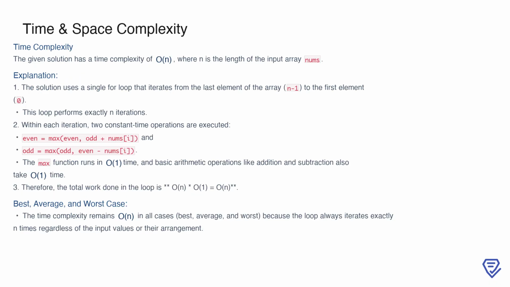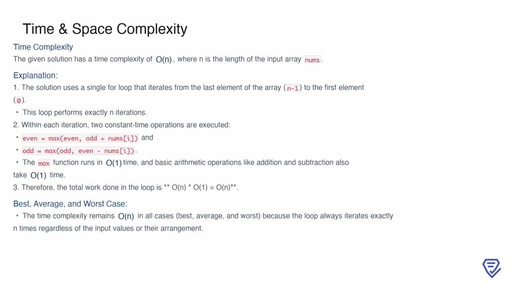The time complexity of this solution is O(n), where n is the length of the input array, nums. This is because the algorithm uses a single loop that iterates over the array from the last element to the first. Since the loop executes exactly n iterations, we can directly associate its complexity with O(n). Within each iteration, there are two key operations, updating the even and odd variables. These updates involve taking the maximum of two values and performing basic arithmetic operations like addition and subtraction, all of which are constant time operations, or O(1). Combining the n iterations with these O(1) operations per iteration gives us a total time complexity of O(n).